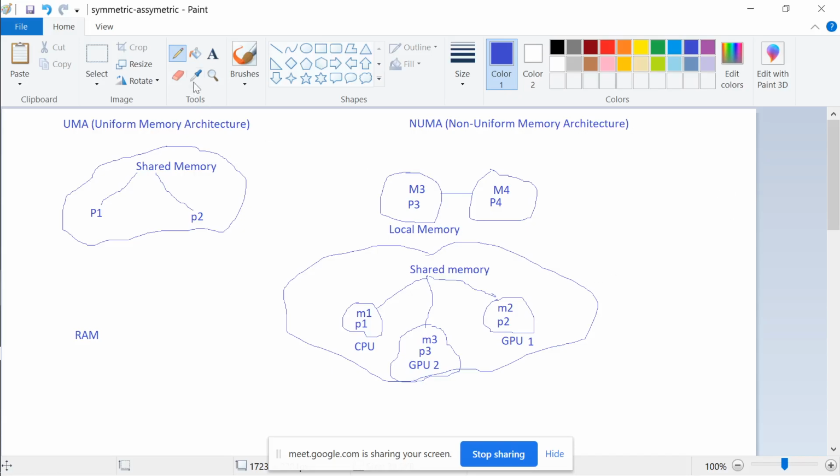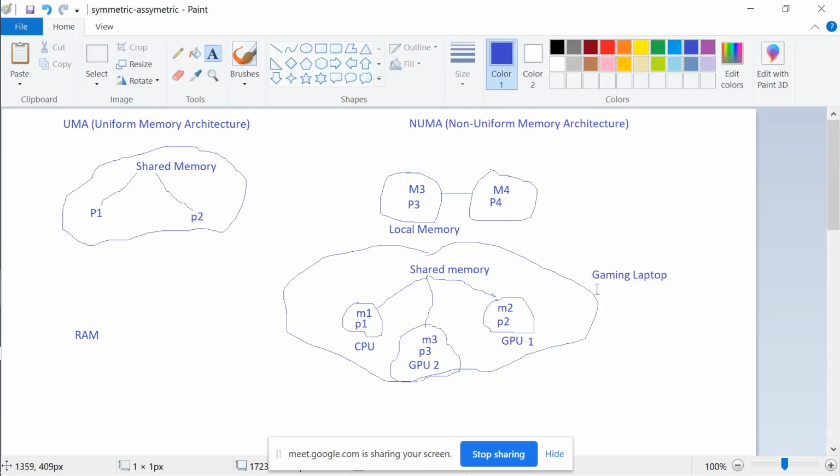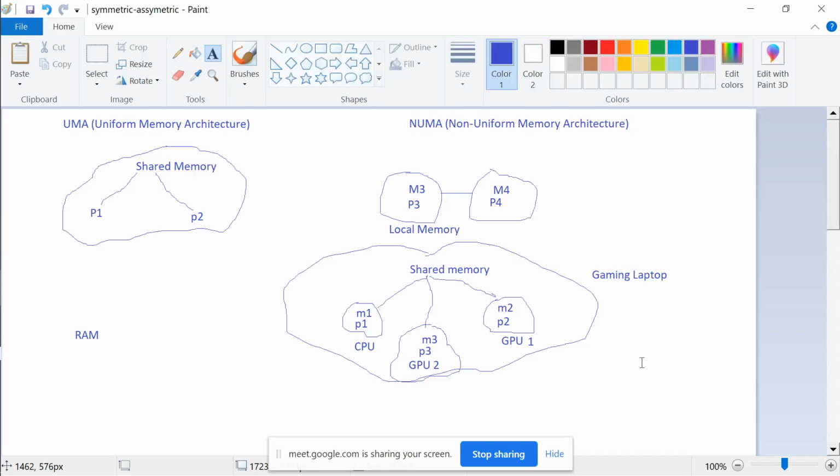So if you are buying a gaming laptop, or a video processing laptop, you can definitely expect that laptop will have more GPUs. So this is how the multiprocessor is architected. You have all possible ways.